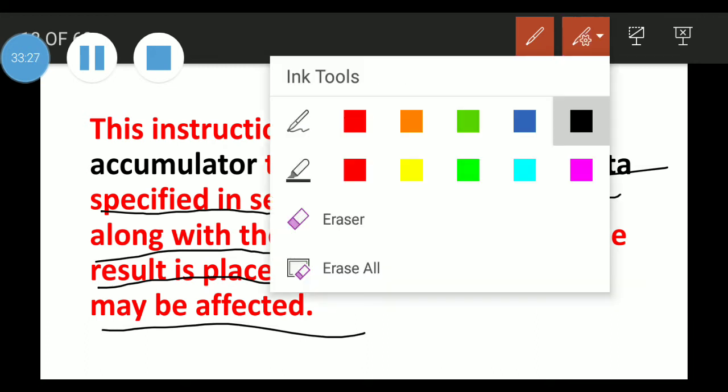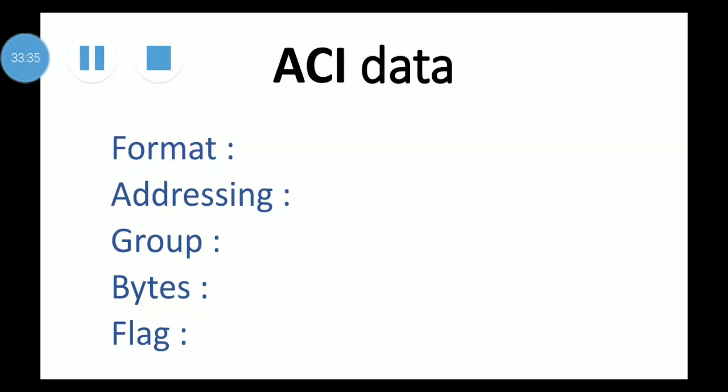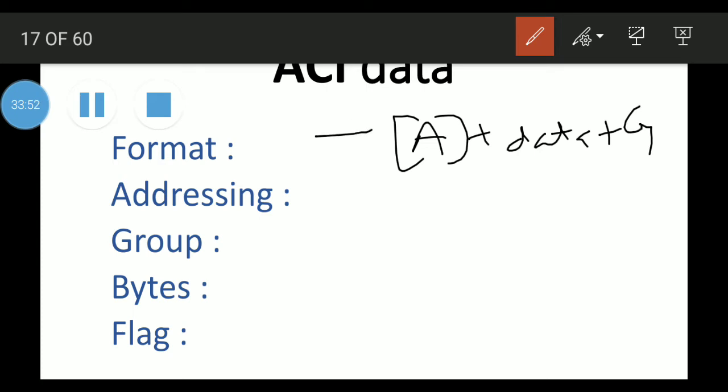Okay students, in this what happens? 8-bit data is there, accumulator is there, and carry is there. So how we will write the format? We write the format in this way. We have accumulator plus data plus carry, and the result will go into accumulator.